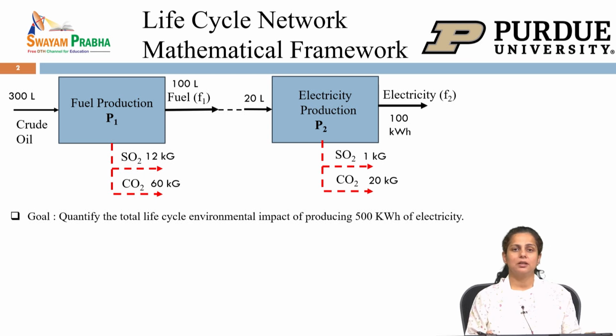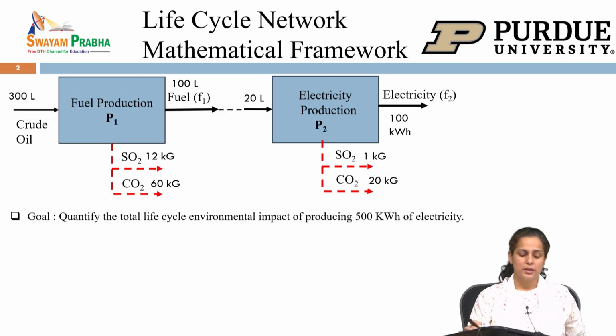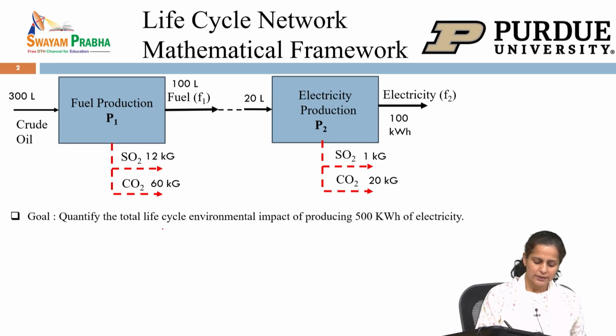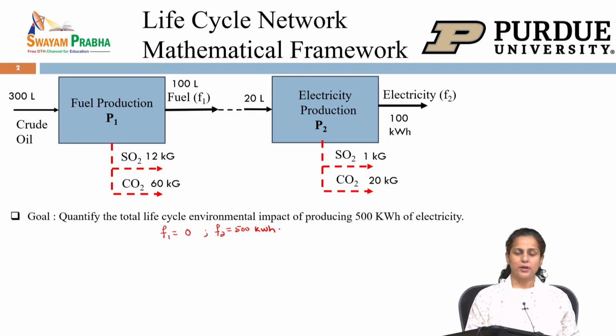So, for our goal, F1 is going to be 0 and F2 is going to be 500 kilowatt hour. Now we have set up the first variable in our mathematical problem. The next thing is we can write our balances like we did in the last module and set up the technology matrix. We have two products in the system, the fuel and electricity, so we write the balance for fuel and then for electricity.